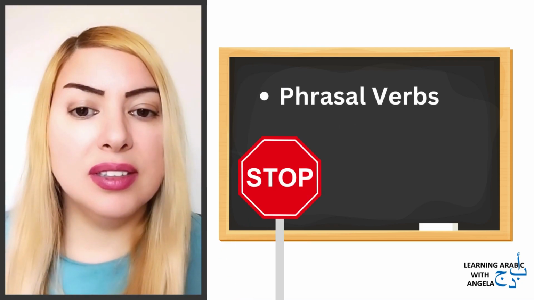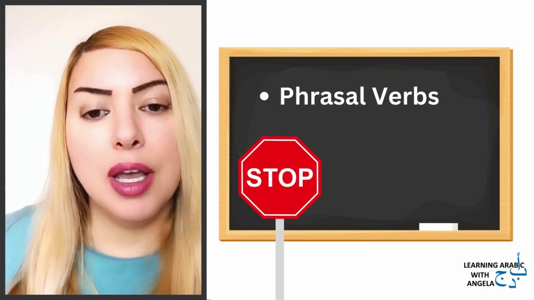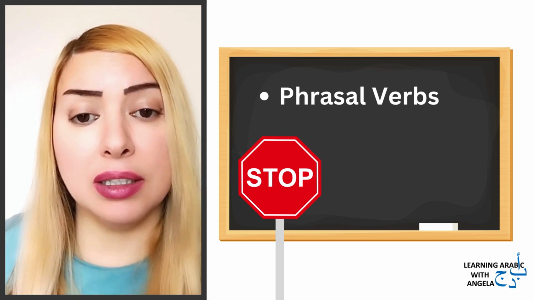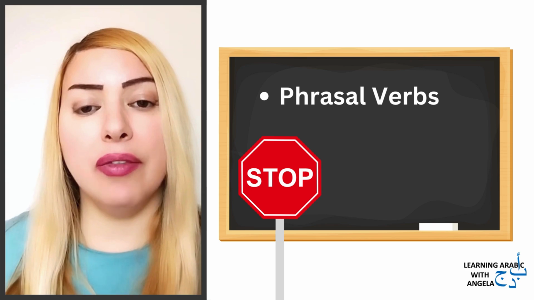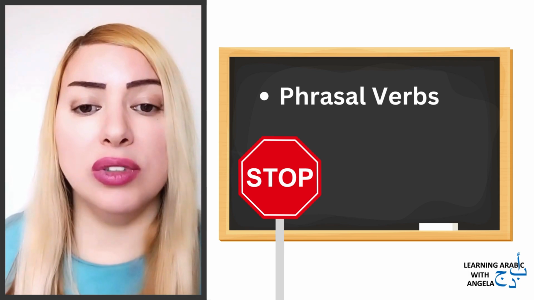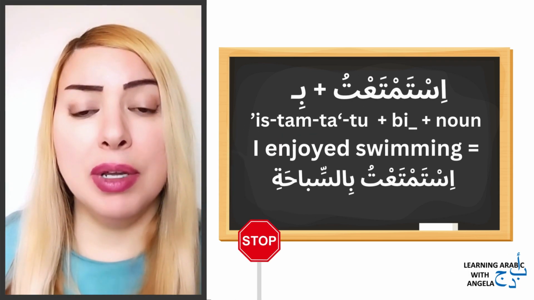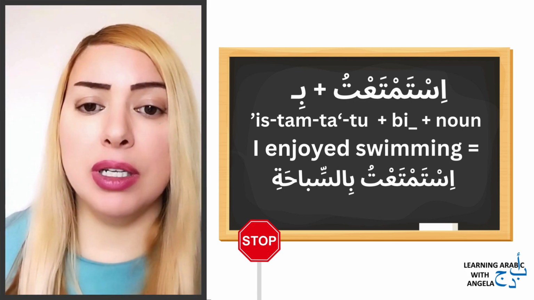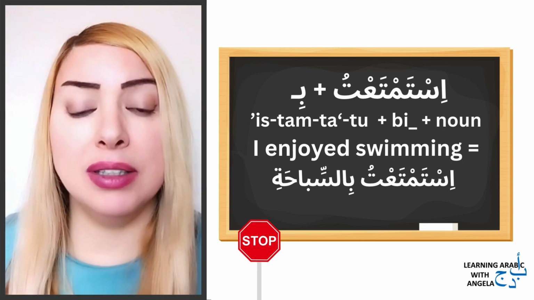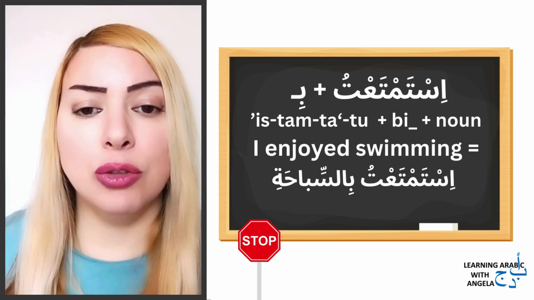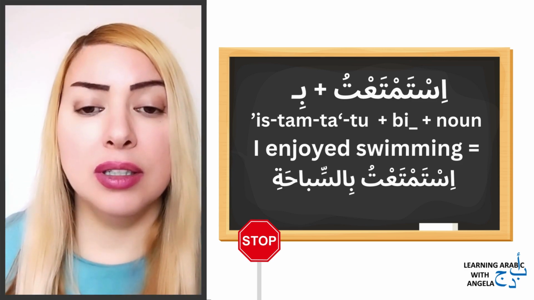Again, when speaking about verbs, make sure that you use the correct prepositions or particles that should be used with that verb. Just as in English you have phrasal verbs, the same goes in Arabic. For example, استمتعت ب, I enjoyed something. In English you don't really use a preposition, but in Arabic this verb needs a preposition be. For example, استمتعت بالسباحة, I enjoyed swimming.